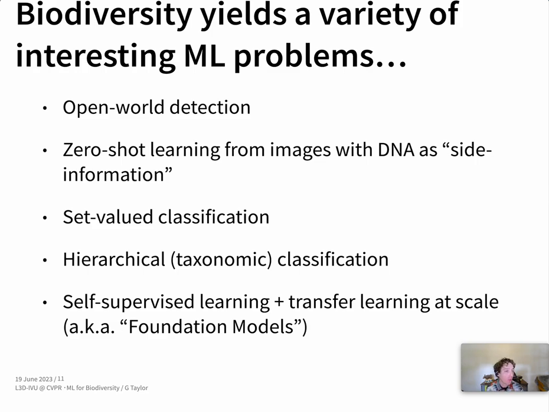This includes things like open world detection, the idea that you might want to discover new clusters or classes after you've trained a model. Also the notion of zero-shot learning from images, using DNA as side information. We might be familiar here with the use of natural language as side information, but these DNA barcodes provide a very rich source of side information. This allows you to recognize an individual from an image, even if you don't have that particular species or taxonomic level already in the database.